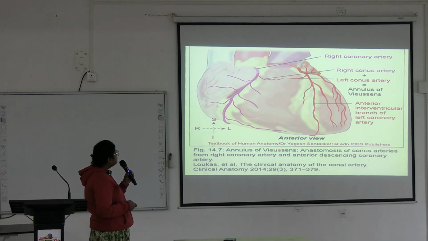This is the annulus of Vieussens, formed by the anastomosis of conus arteries from the right coronary artery and the anterior descending coronary artery, that is, the anterior interventricular artery. This is the left conus artery and this is the right conus artery. They anastomose with each other to form the annulus of Vieussens around the infundibulum of the right ventricle.